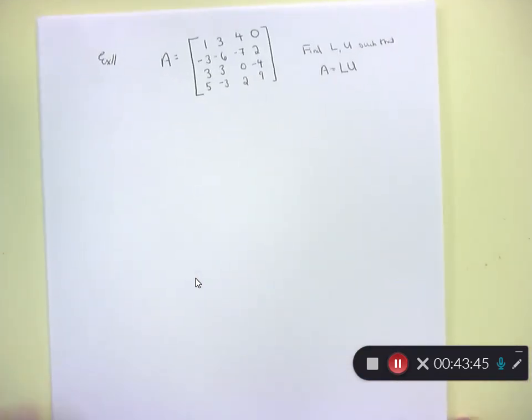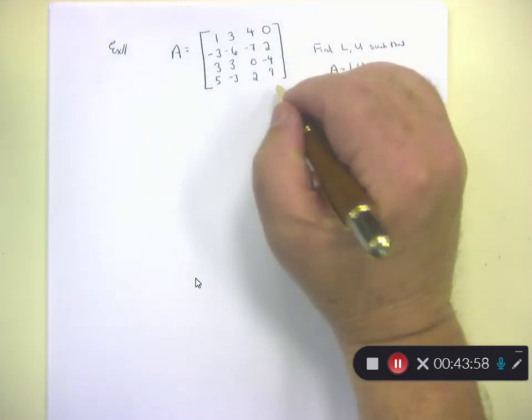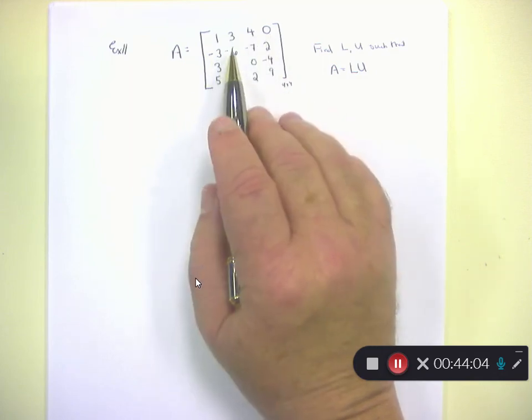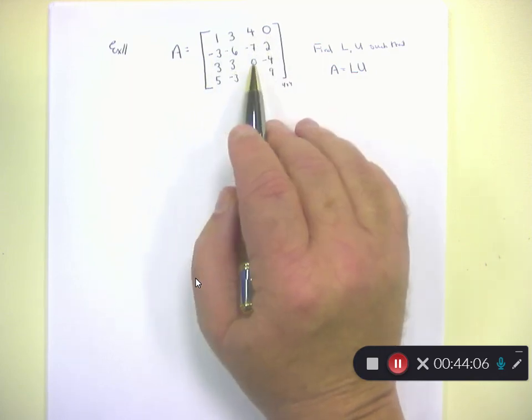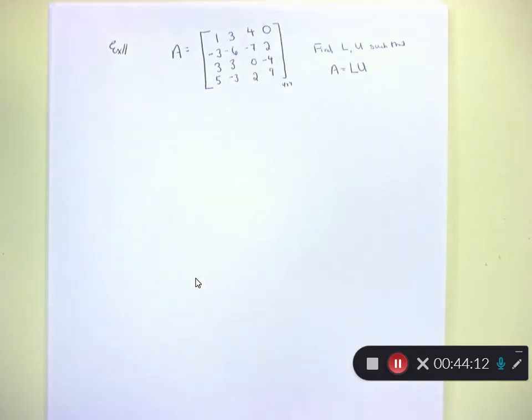So, because of how awesome this stuff is, all right, let's do one more. Notice the last one, A, was not a square matrix. But on this one, A is a square matrix. It doesn't matter. What size matrix is this? 4 by 4. This one is 1, 3, 4, 0, negative 3, negative 6, negative 7, 2, 3, 3, 0, negative 4, 5, negative 3, 2, 9. And I want to do the LU factorization or decomposition, if you will.